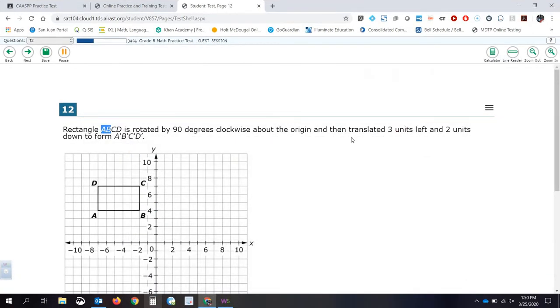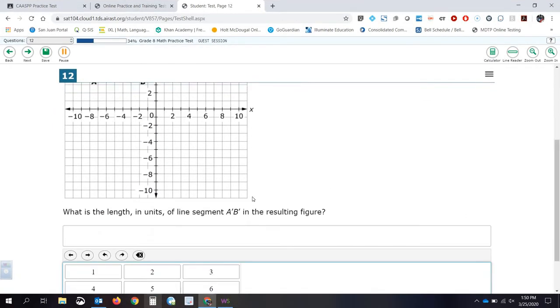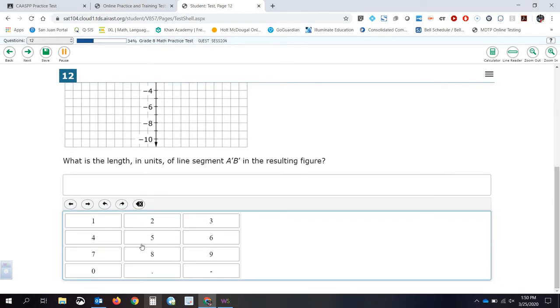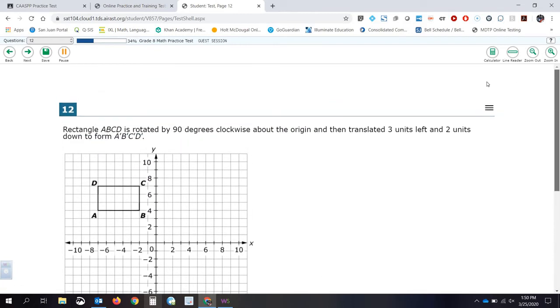So the distance of A prime, B prime is the same as AB. So the answer is 5 units, whatever those units happen to be. All right, that's question 12.